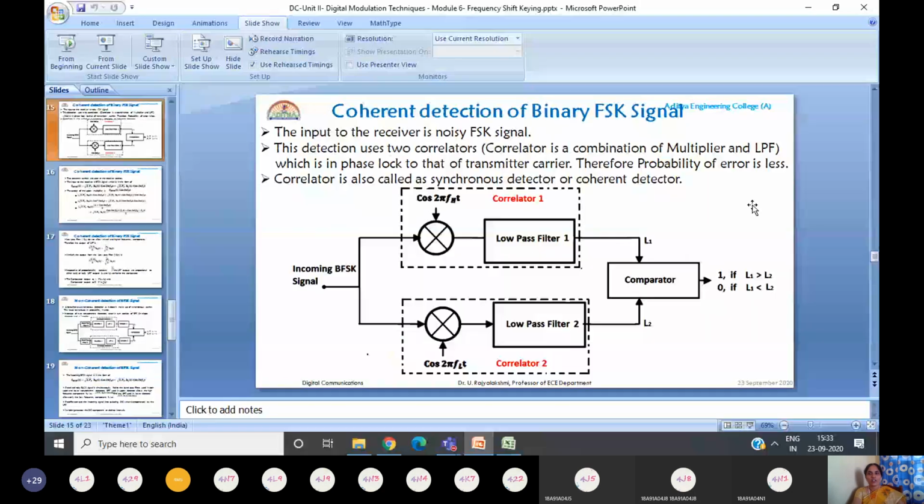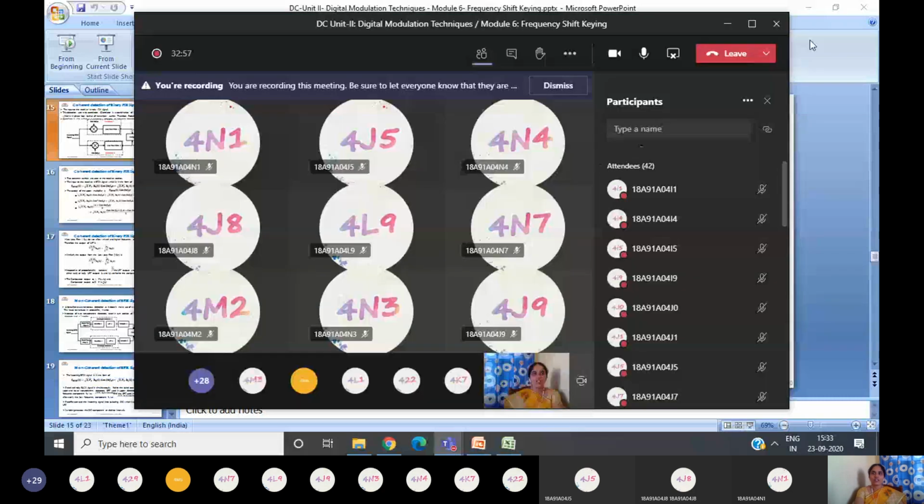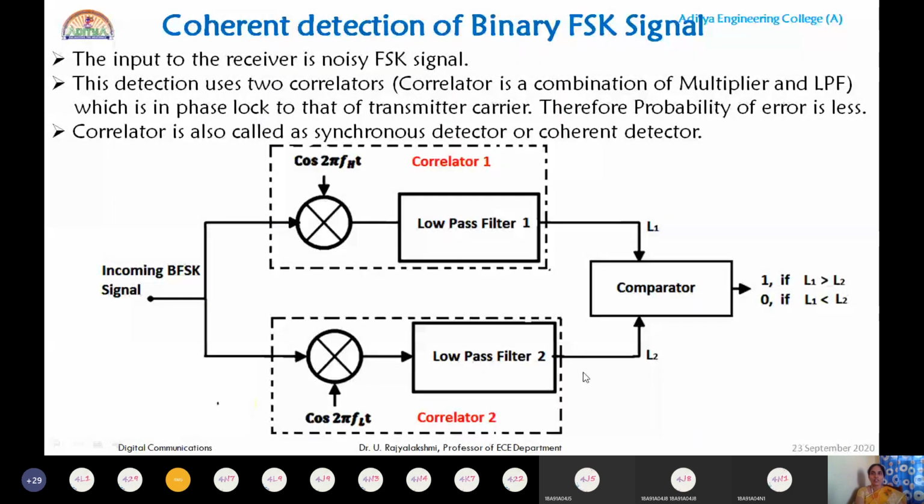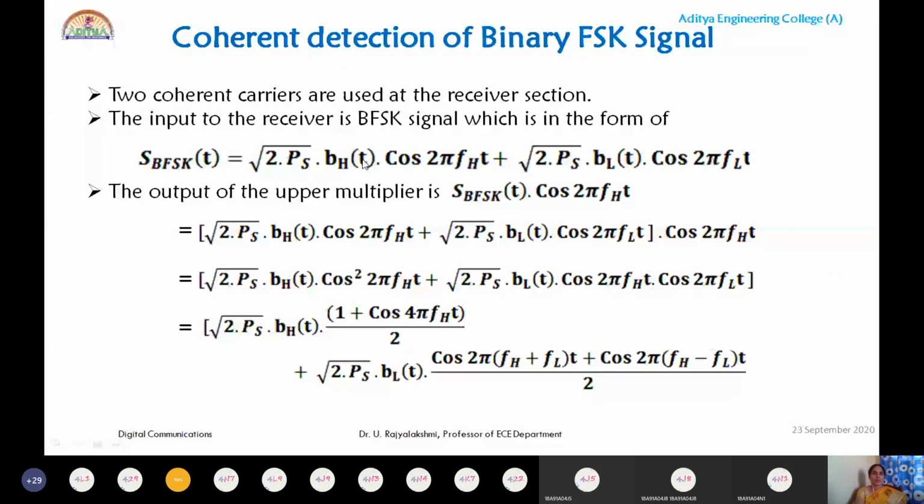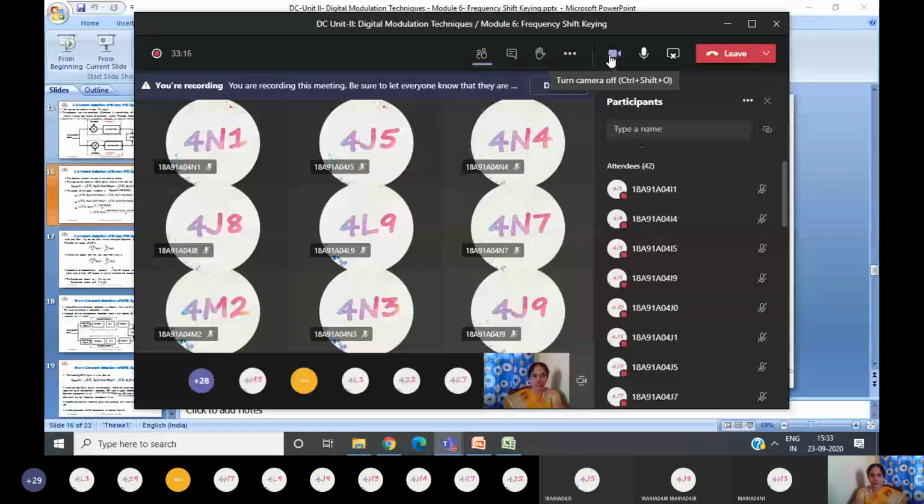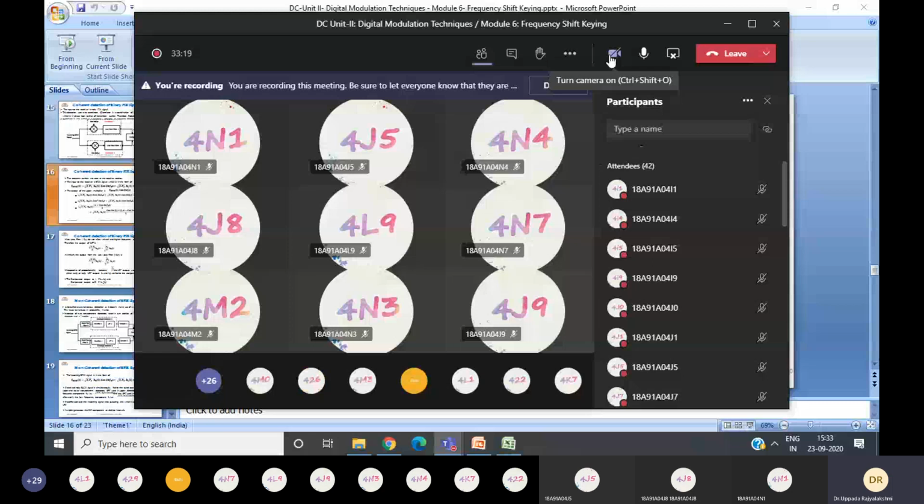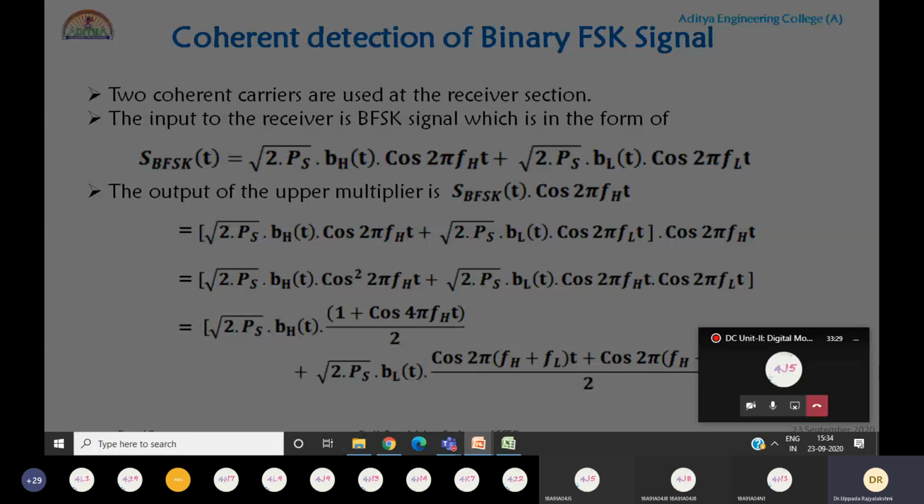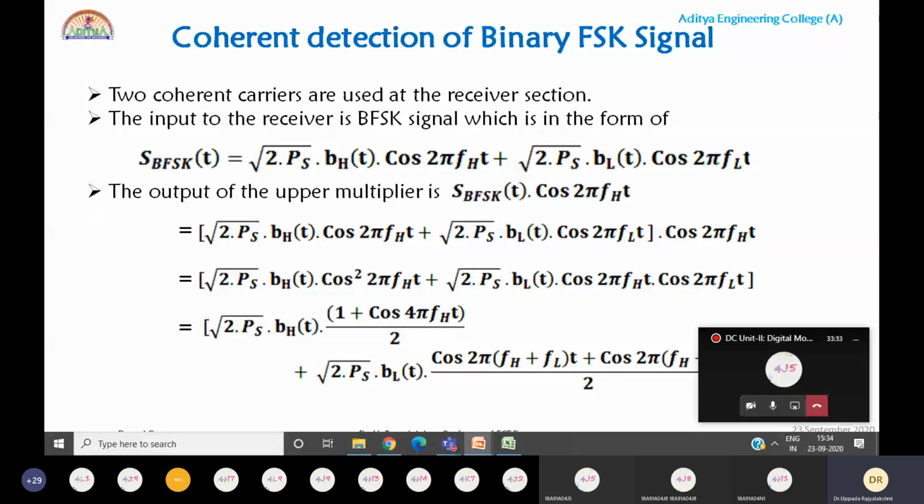See, here two coherent carriers are used at the receiver section.